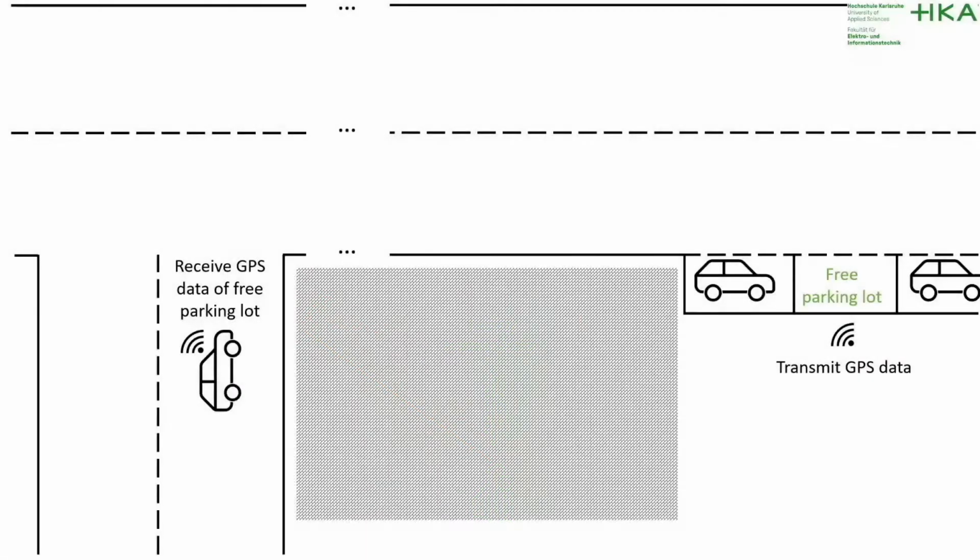A similar scenario is the use of GPS data to find free parking lots. A parking lot transmits its GPS data over MQTT while no car is parked there. A vehicle searching for a free parking lot can receive the GPS data and calculate a route to that lot.